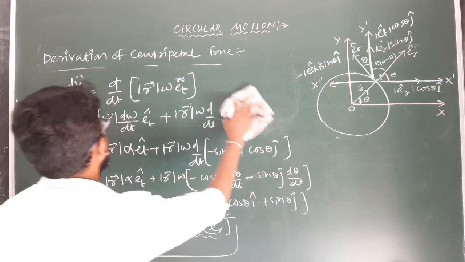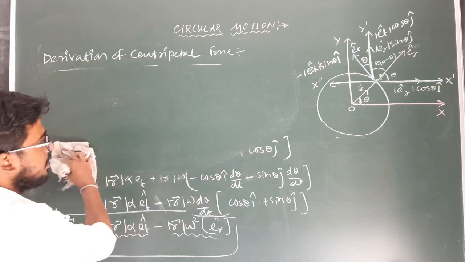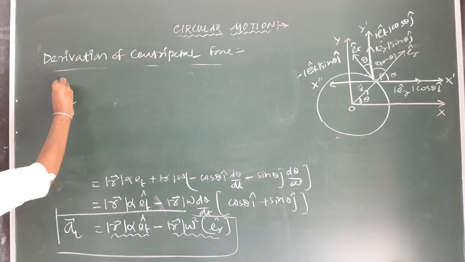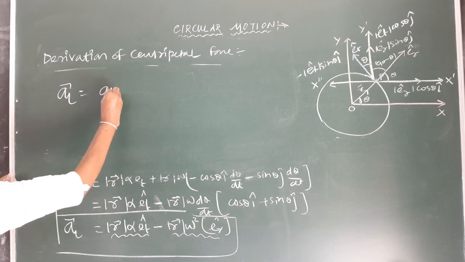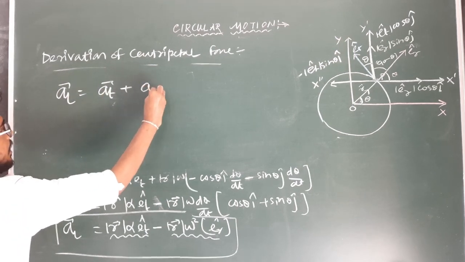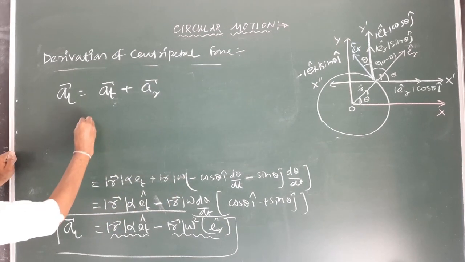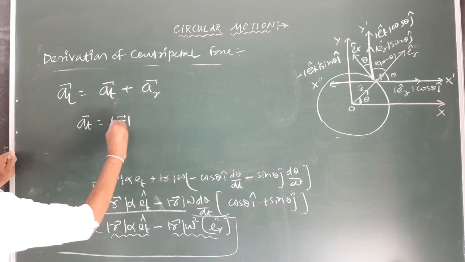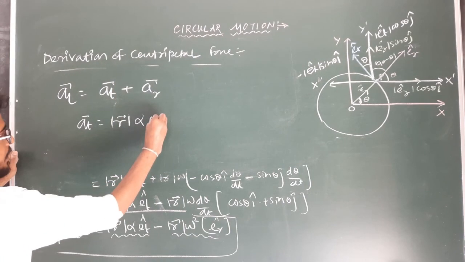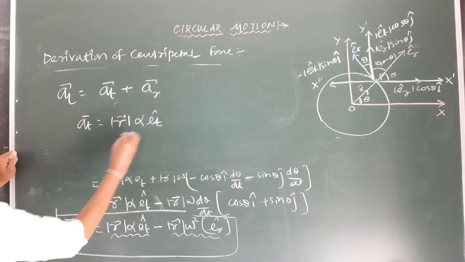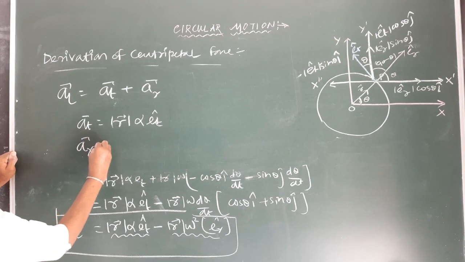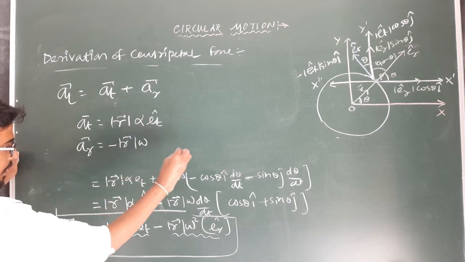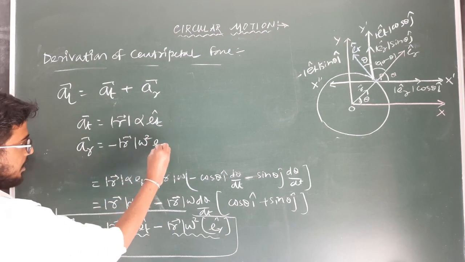So from this derivation we will get what? The total linear acceleration is equal to a tangential plus a radial. So here a tangential will become how much? |R vector| alpha Et cap along the direction of tangent, and what is a radial? This is minus |R vector| omega square Er cap.